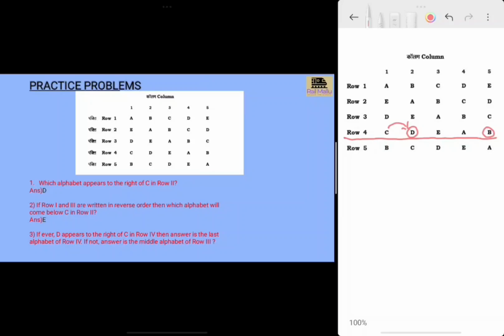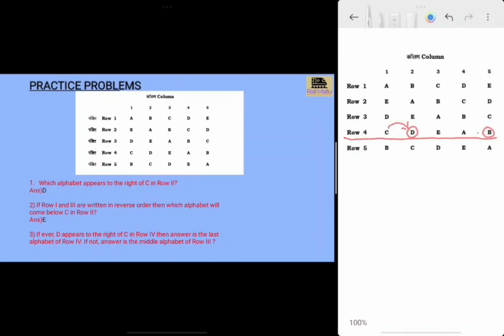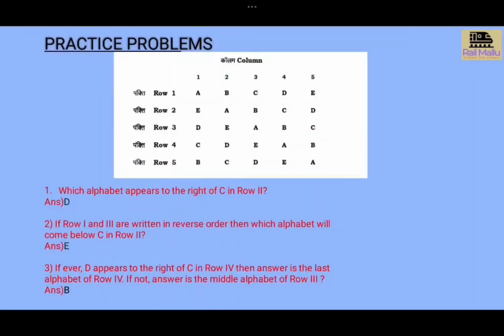Here as you can see, in row 4 D appears to the right of C. So the answer will be the last alphabet of row 4, which means B. So the answer will be B. So we can move to the next question.